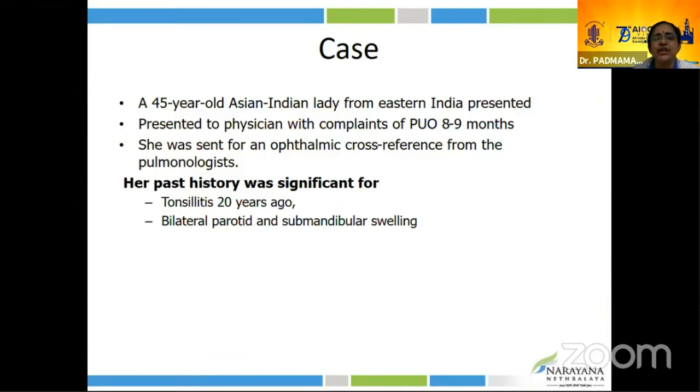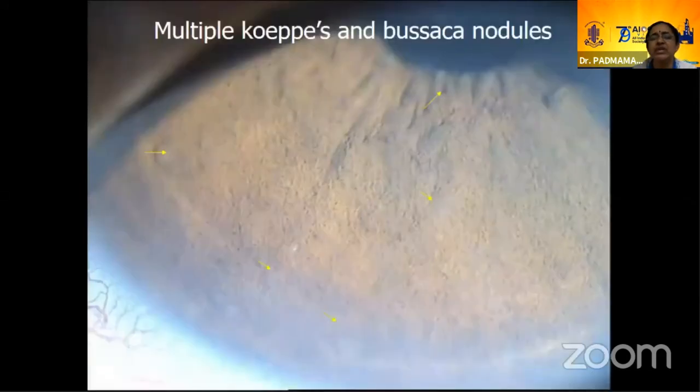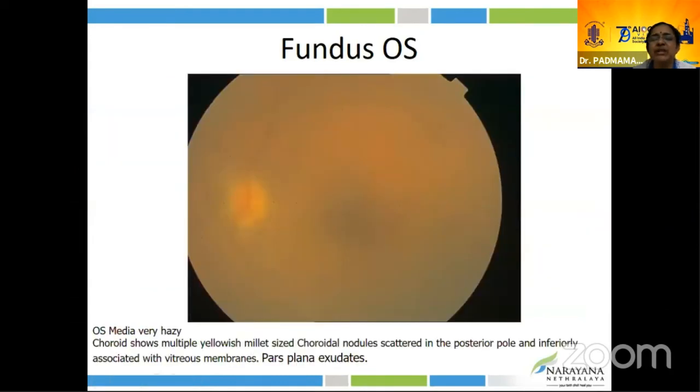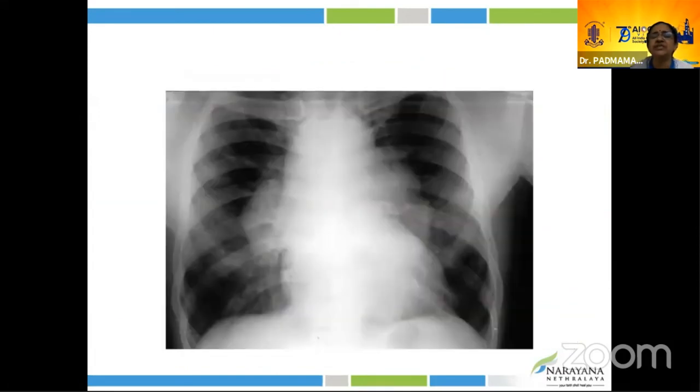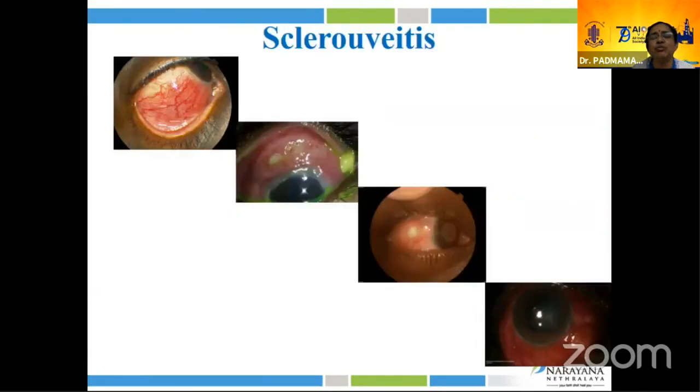Here is a case of a 45-year-old female presenting with granulomatous panuveitis, where we can see the Koeppe and Busacca nodules, and fundus shows multiple millet-sized choroidal nodules in both eyes. This is classically described in a case of sarcoidosis. Based on this morphology, sarcoidosis was suspected and chest X-ray revealed bilateral hilar lymphadenopathy, and biopsy also confirmed it's a case of non-caseating granuloma.